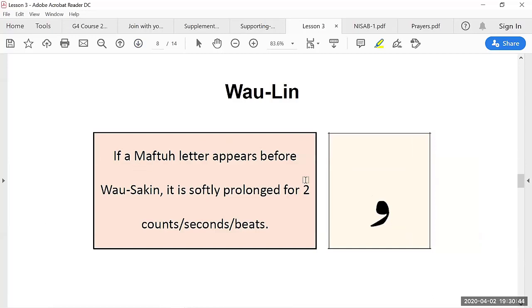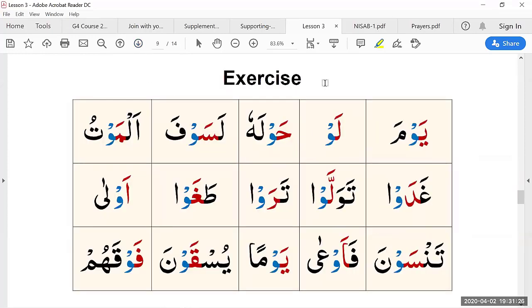So now I'm just going to go over this. This is also from the book Talimul-Quran, 2nd edition. If a maftuh letter appears before vaw sakin, it is softly prolonged for 2 counts, seconds, or beats. So L224, do you know what a maftuh letter is? A letter on which there is a fatha. Yes, that's right. So a letter carrying a fatha stroke. So L224, Jazakallah. Can I request the ST to choose another student for the next exercise? L240.